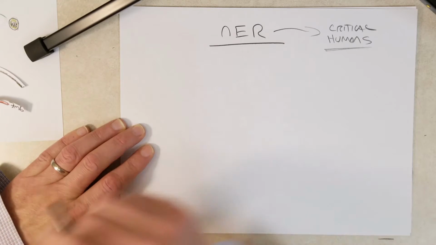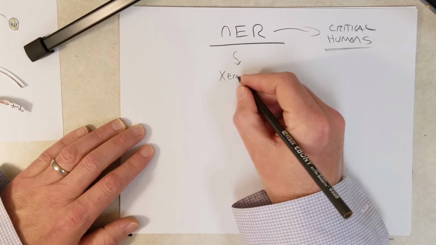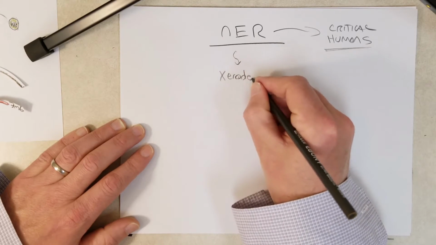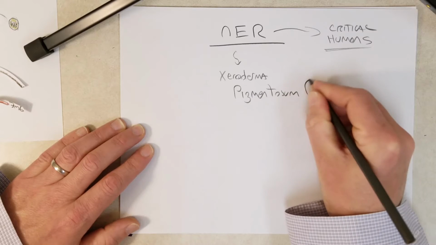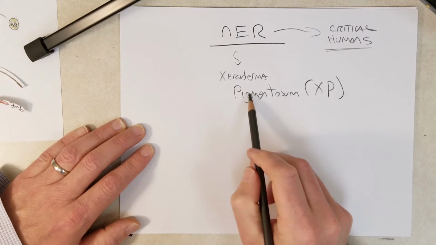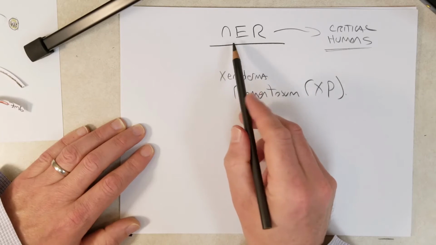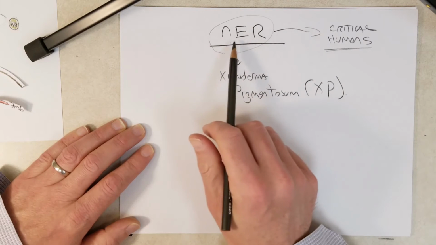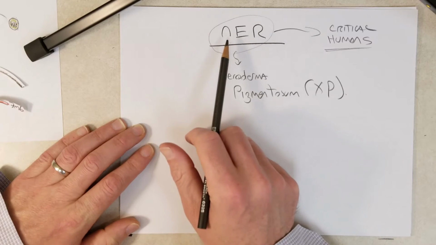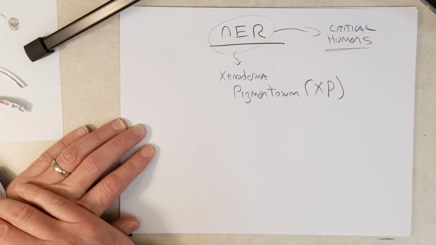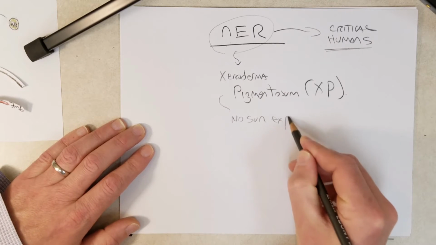And the reason I want to say that is we know of a pretty severe genetic disease, xeroderma pigmentosum. If you have this disorder, it's because you lack one of the proteins needed to perform nucleotide excision repair. So your cells cannot perform nucleotide excision repair. So your cells can't fix the CPDs. As a result, you really can't go out in the sun. So no sun exposure.